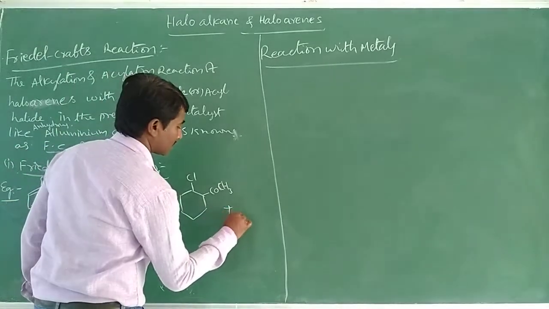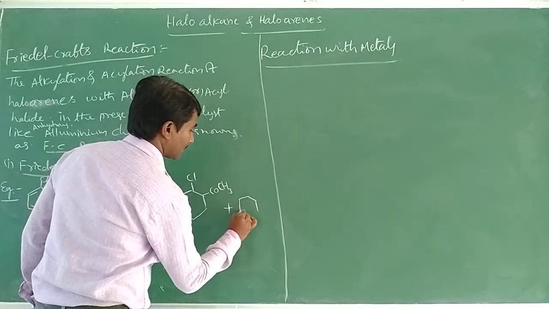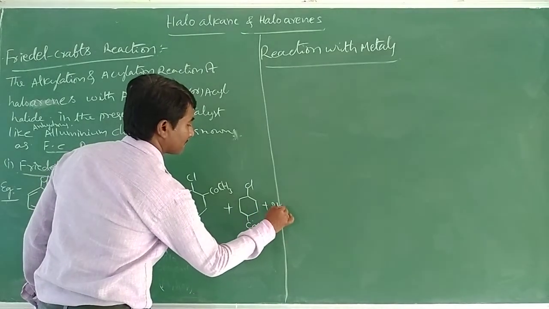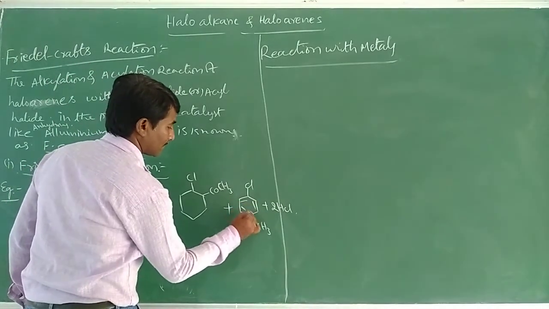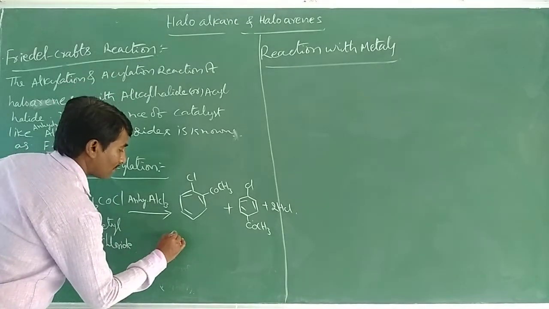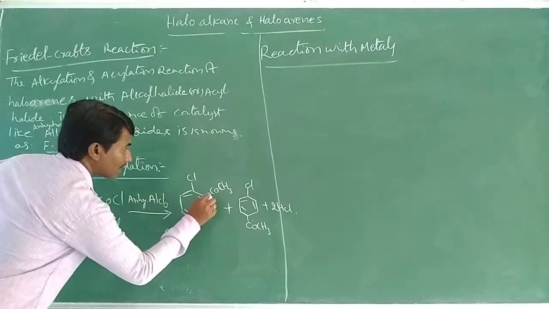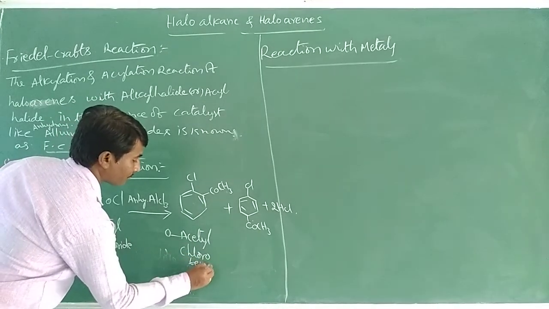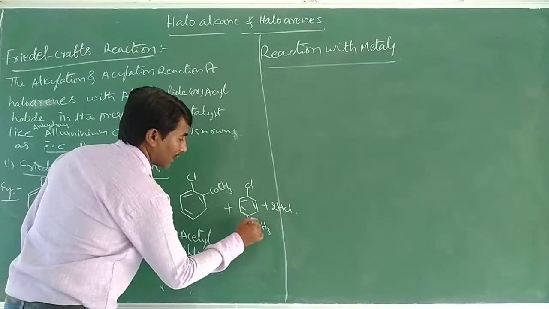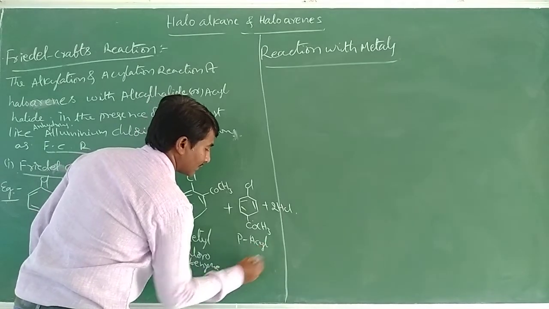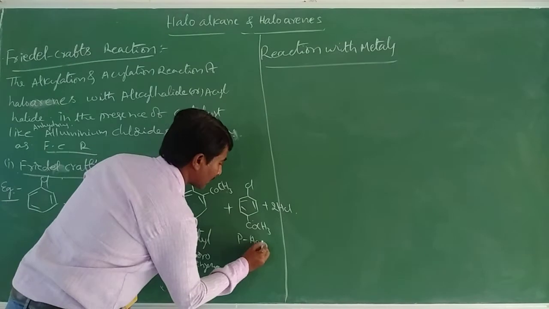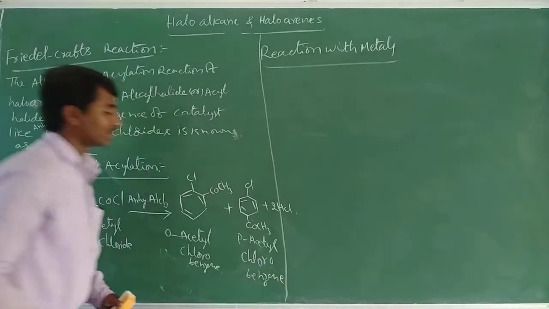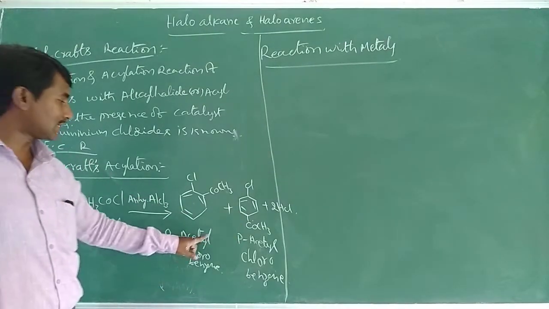Plus 2HCl. This is the ortho acetyl chlorobenzene, with the acetyl group, and this is para acetyl chlorobenzene. So the para is the major product and the ortho is the minor product.